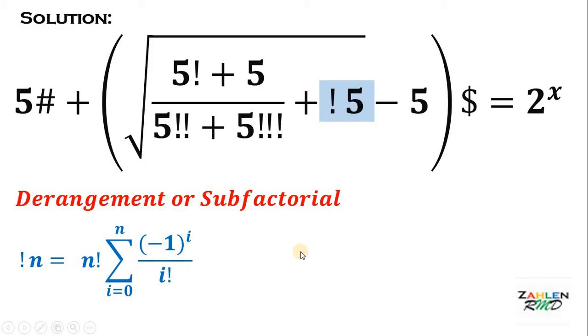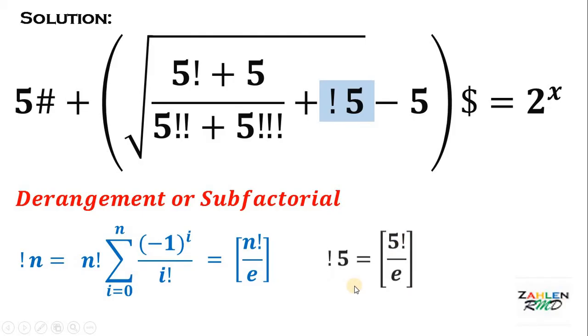Of course, there's a shortcut. N subfactorial is equal to the nearest integer to n factorial over e, wherein n factorial is the factorial of n and e is Euler's number. Therefore, we can say that 5 subfactorial is equal to 5 factorial over e, wherein e is equal to 2.71828 and so on and so forth. And the nearest integer to 5 factorial over e is equal to 44. Therefore, the value of 5 subfactorial is equal to 44. Now, let's have the other notation.